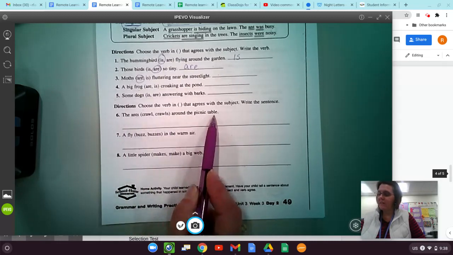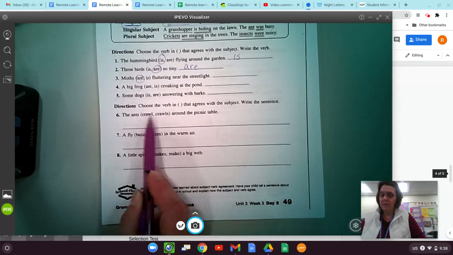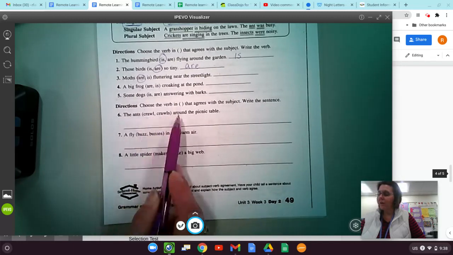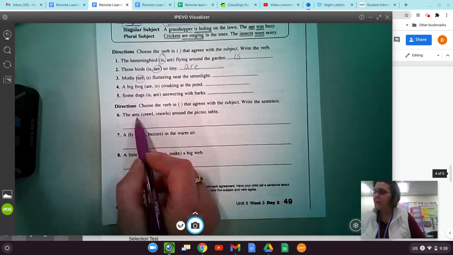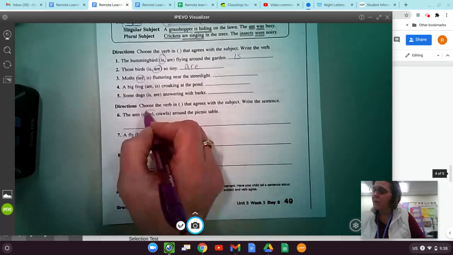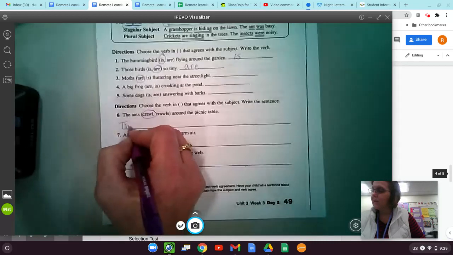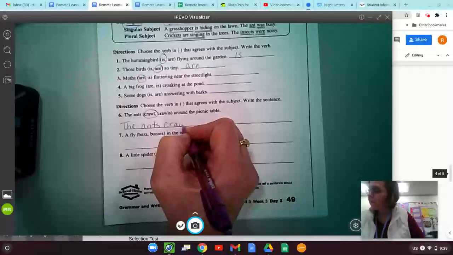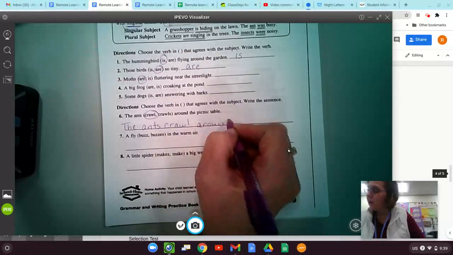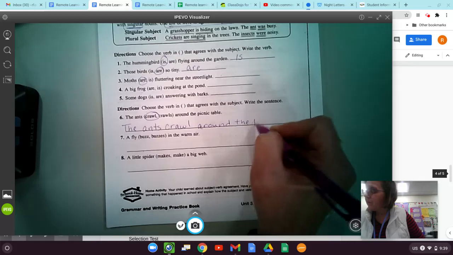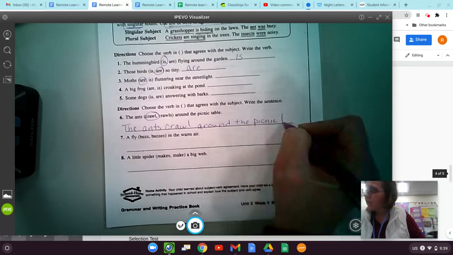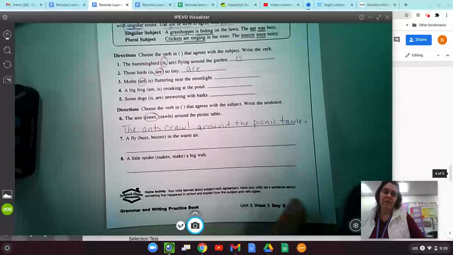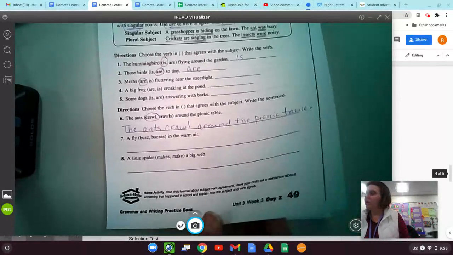If this has the S, should this have the S? No. So the ants crawl around the picnic table. You wouldn't say the ants crawls. That doesn't sound right. So you're going to rewrite this sentence neatly. Make sure you have spacing and capitals and periods. Okay, so you need to do the same thing. So if you want to pause the video and finish that, and then we'll go to the next page.